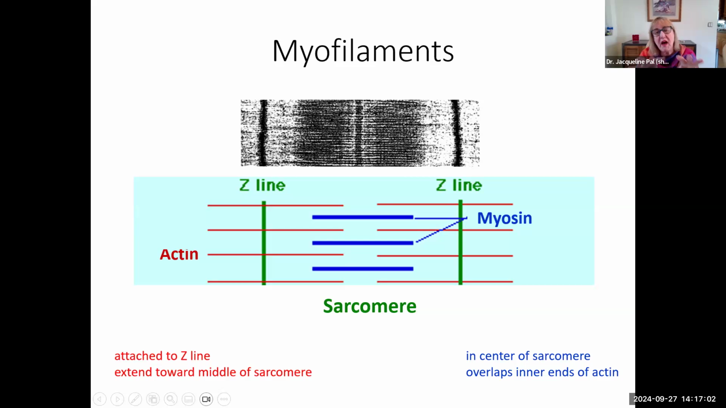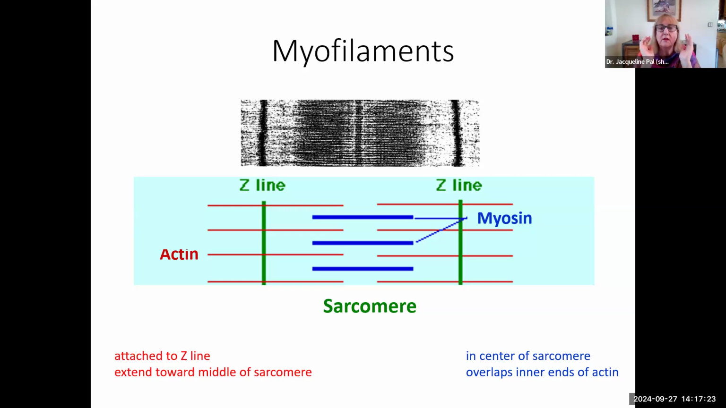Now we show myosin just kind of floating here, but if you take anatomy, you'll learn that myosin is actually attached to the Z line by something that looks like a little spring, an elastic protein, but we're not going to learn about titin or any other proteins related to myosin in this course.